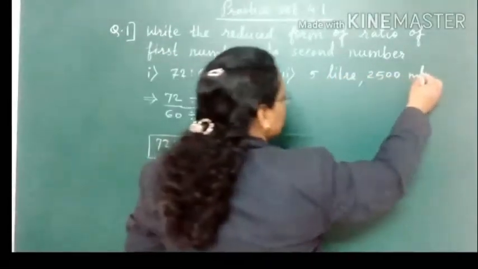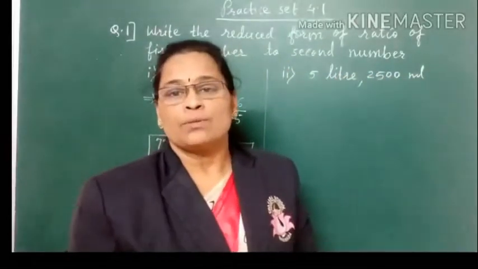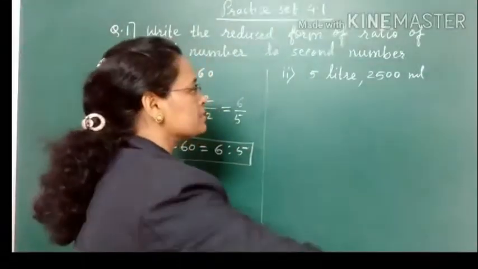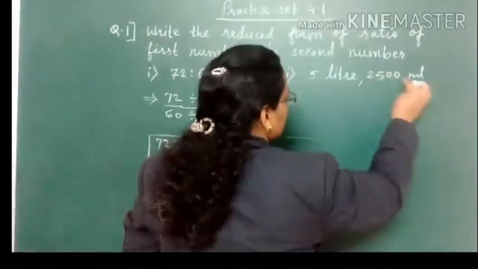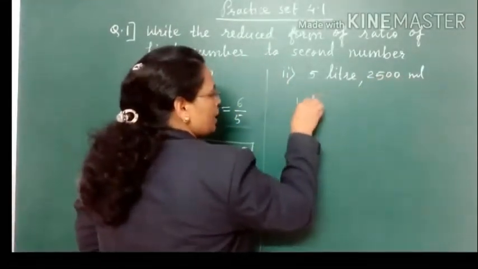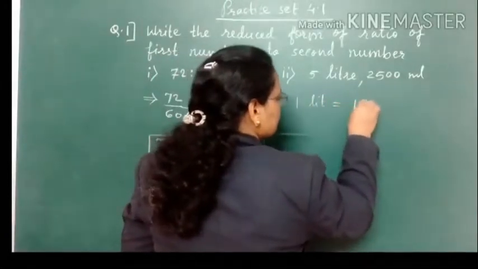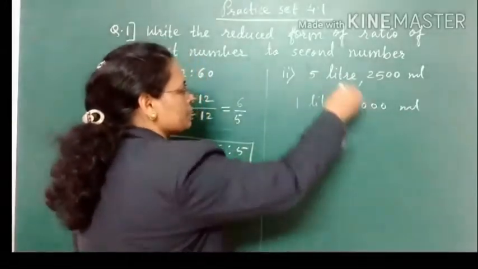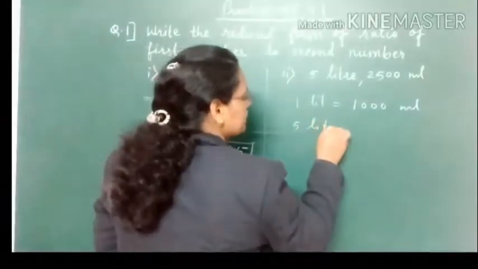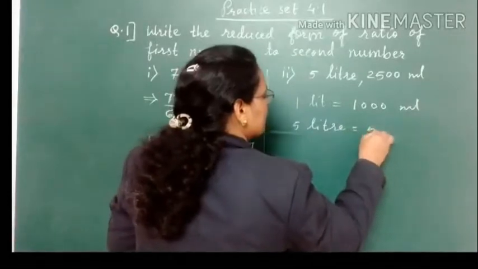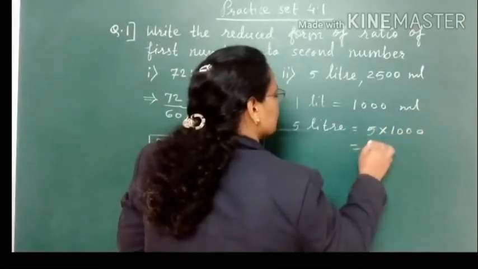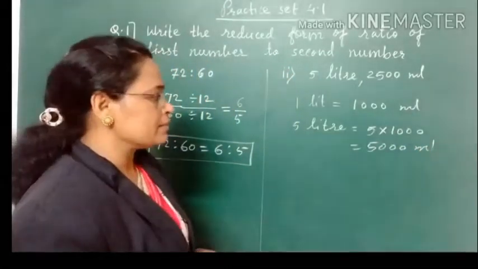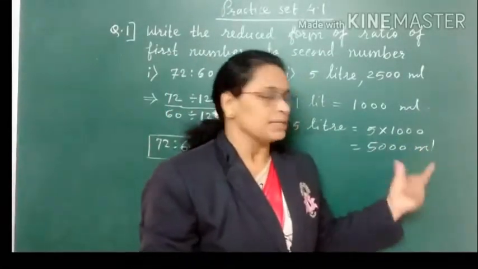Now if you see the second example here, the units are given there with the quantities. 5 liters and 2500 ml, that is milliliters. So both of these units we have to make the same, either liters or milliliters. It will be easy to convert this liter into milliliter. As 1 liter is equal to 1000 milliliter, this conversion we will use, and 5 liters we will write as 5 multiplied by 1000, that is 5000 milliliter.